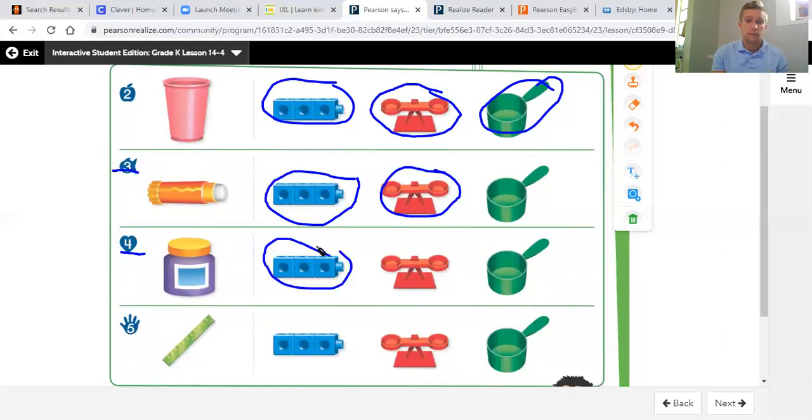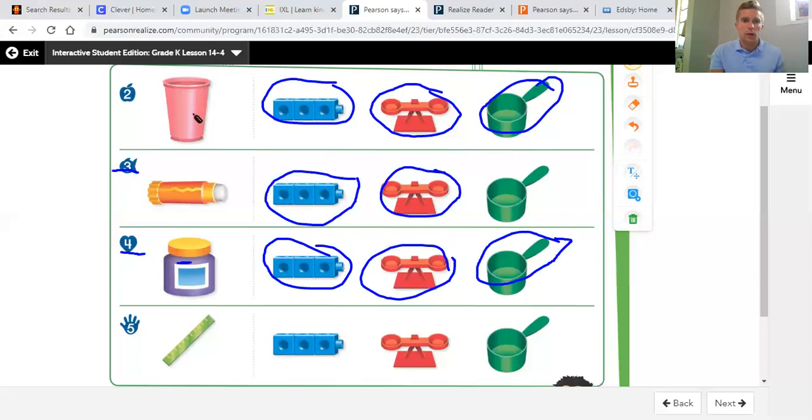Yes, I can. Can I measure the weight of it? What do you think? Yes, I can. I can definitely measure the weight, right? I can put it on the scale and find out how heavy it is. Can I use the measuring cup to help find out how much this jar here can hold? Yes, I can. Because remember, anything that is holding something, this jar is holding something, it doesn't have to be water. Okay, it can be holding anything.